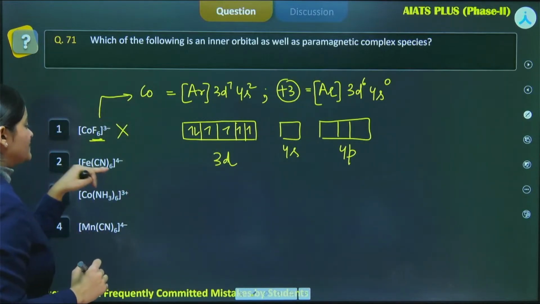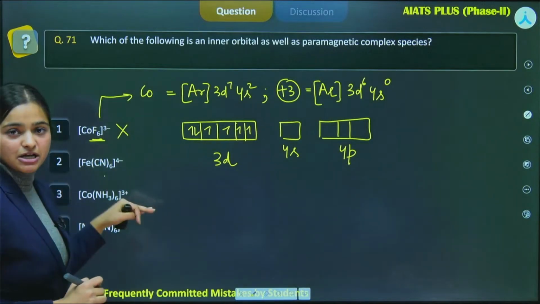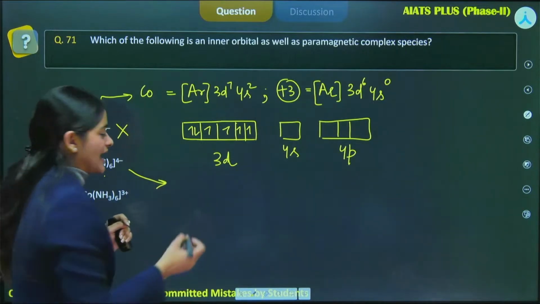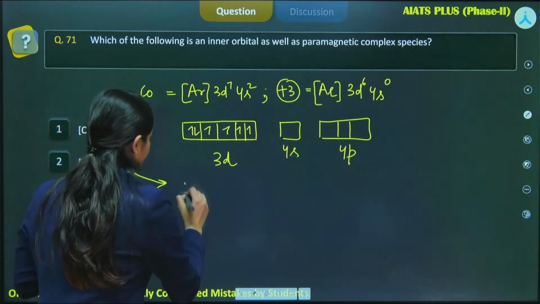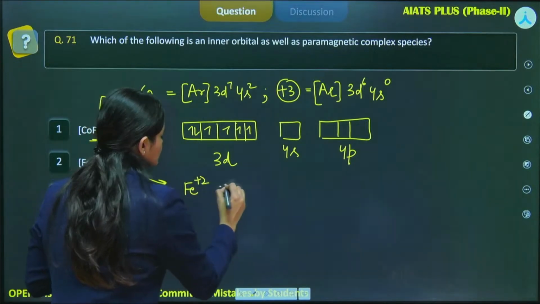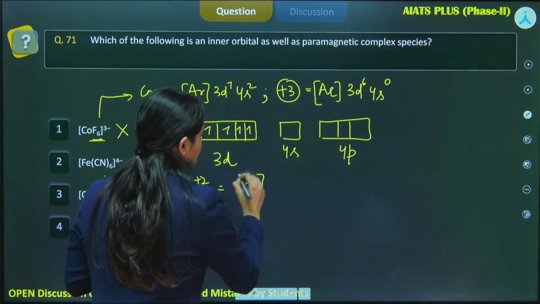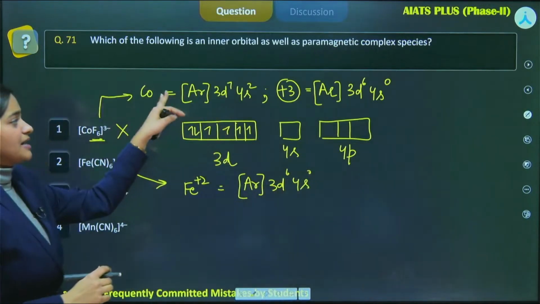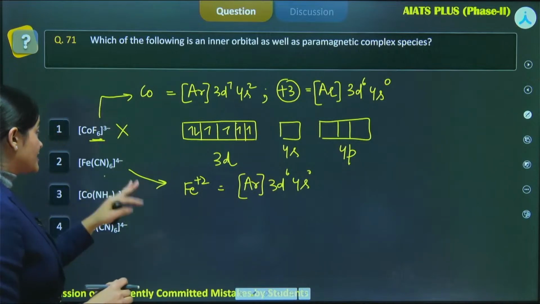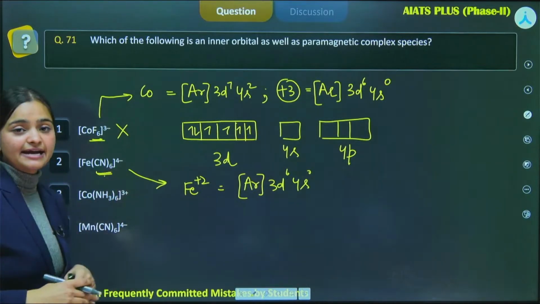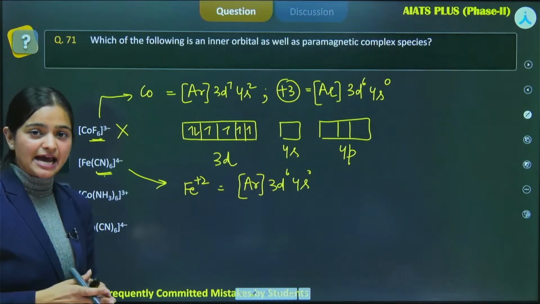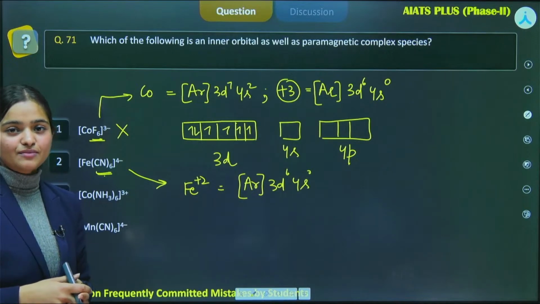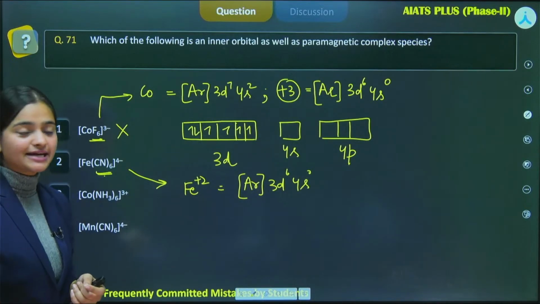And if we see Fe(CN)6 4-, then iron is in +2 oxidation state. What is the configuration of iron in +2 oxidation state? Iron in +2 oxidation state is argon 3d6 4s0. Again, same as cobalt in +3 oxidation state. Now we have cyanide ions as the ligand. Now cyanide ions, do they behave as weak field ligand or strong field ligand? Cyanide ions are very strong ligands, right?